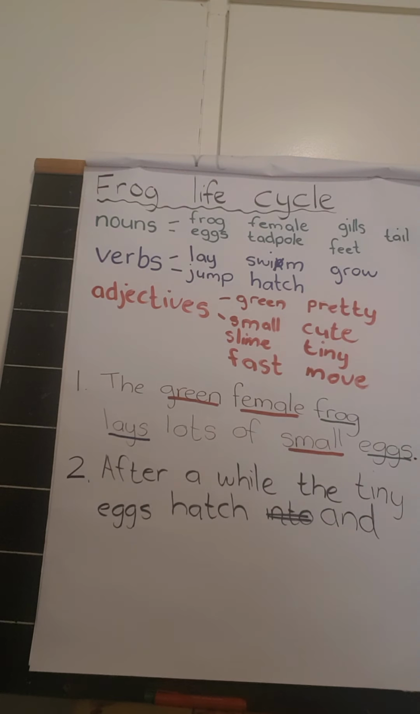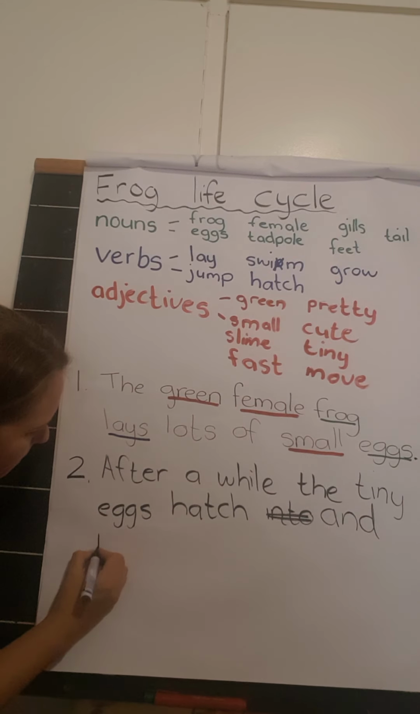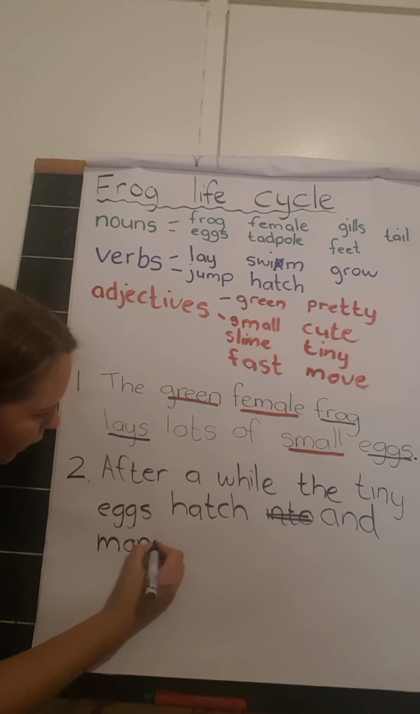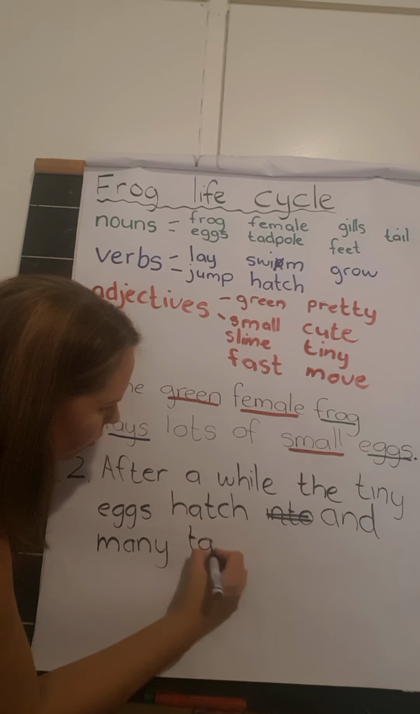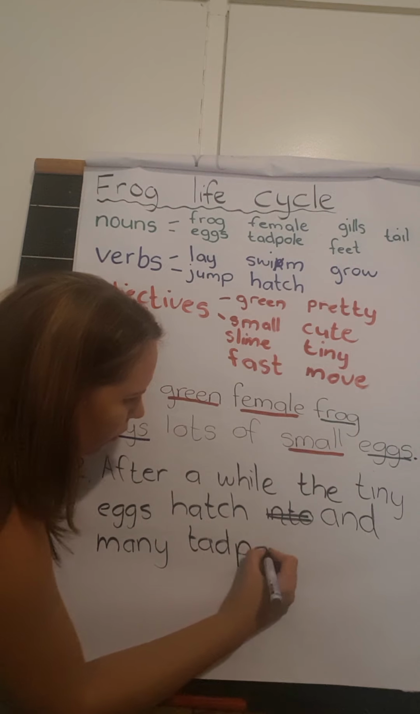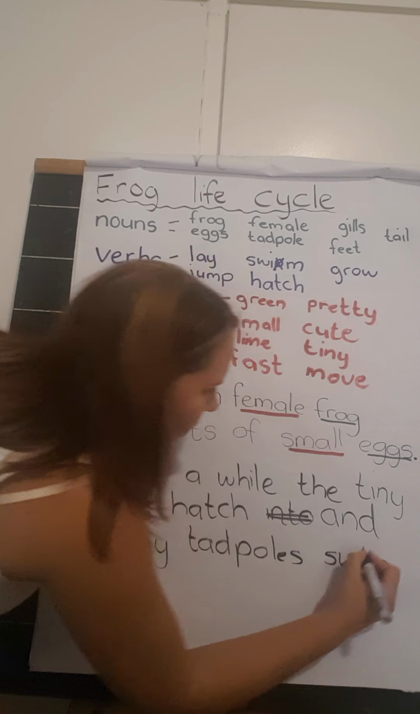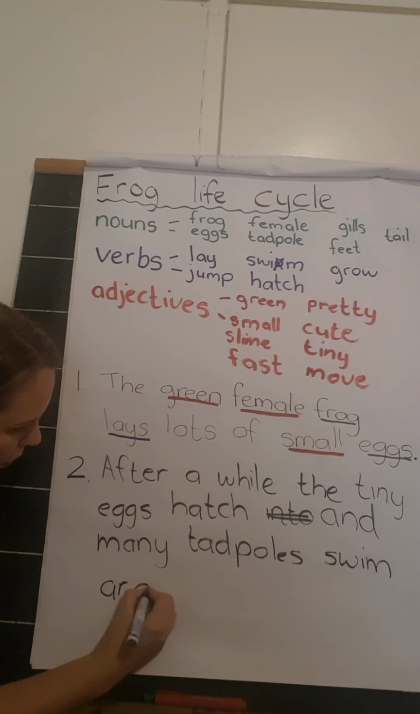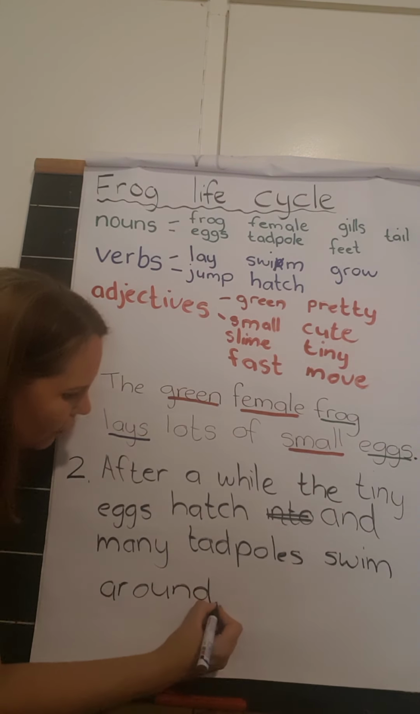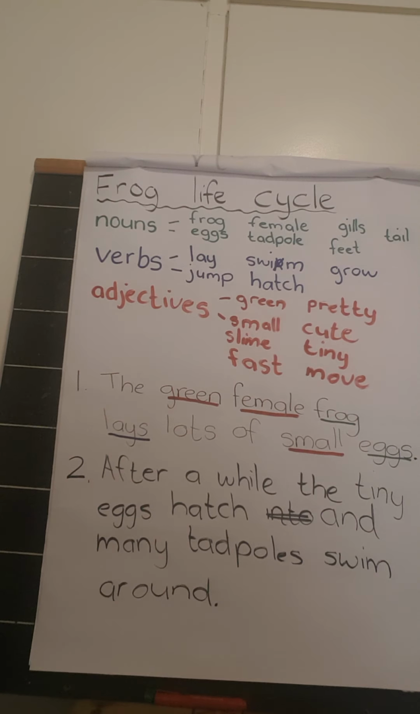tadpoles start swimming around. But I don't just want to say one or two tadpoles. I want to say lots of tadpoles. So let's think of a word. After a while, the tiny eggs hatch and many tadpoles swim around. Full stop. Right. After a while, the tiny eggs hatch and many tadpoles swim around.